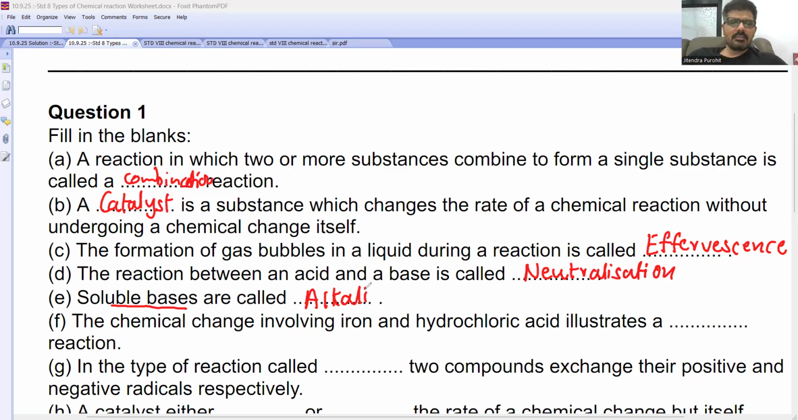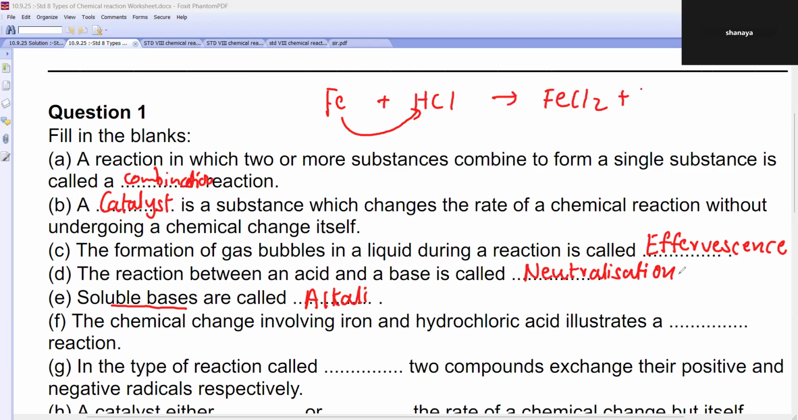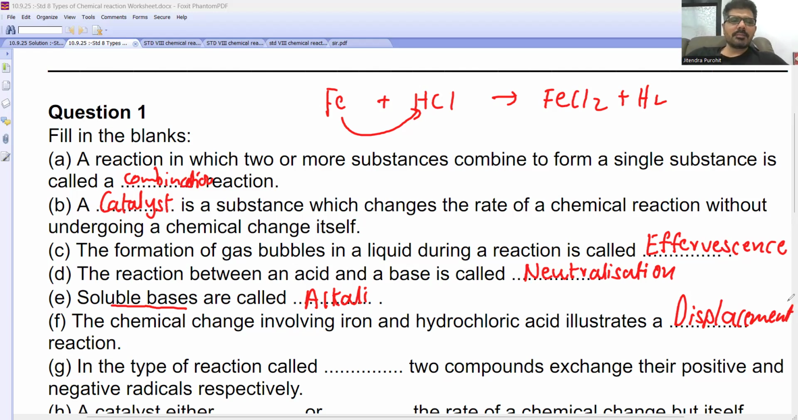A chemical change involving iron and hydrochloric acid. Iron is Fe, this is HCl. Fe will displace hydrogen, beta, because Fe is above hydrogen in the reactivity series. So it is a displacement reaction. Then, beta, we go to the next part.